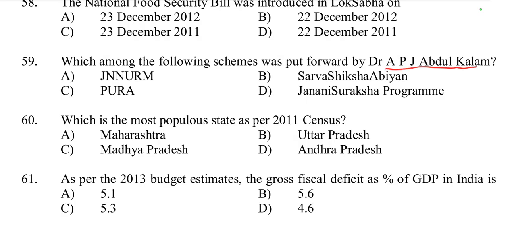Dr. APJ Abdul Kalam put forward PURA. PURA means providing urban amenities in rural areas: P means providing, U means urban, amenities in, R means rural, A means areas. So PURA is a concept developed by Dr. APJ Abdul Kalam aimed at rural development by providing urban infrastructure in rural areas.